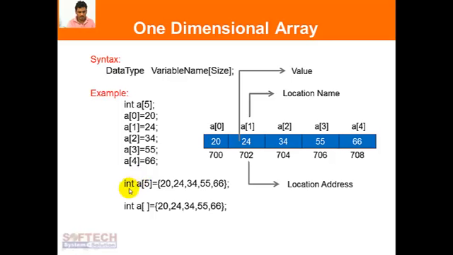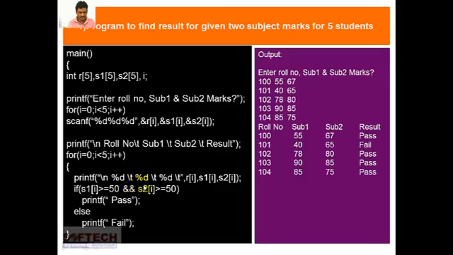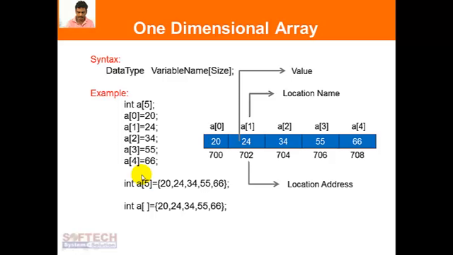We can also do initialization at the time of declaration. This is a declaration. This is initialization. We can also do it like this. That is the time of declaration, we can initialize the values. So this is also assigned. The first value is assigned to a of 0, then a of 1, a of 2, a of 3, a of 4, and like that. So this is also valid.